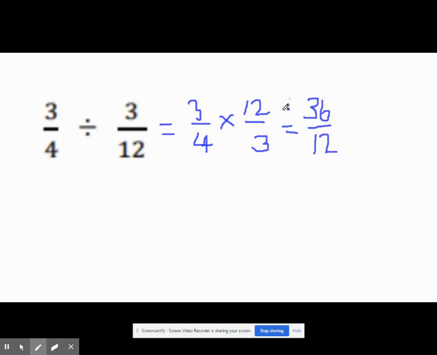Now, I do have a numerator that's larger than my denominator, so I can go ahead and divide 36 by 12. I happen to know in my head 36 is 12 times 3. So if we wanted to reduce that, we could divide them both by 12, and we would get 3 over 1, or just 3 as our answer.